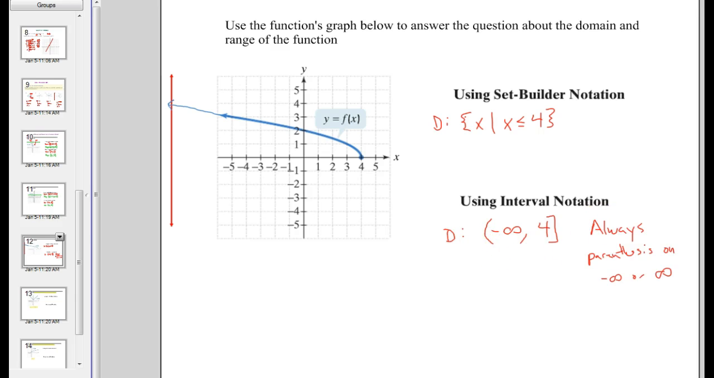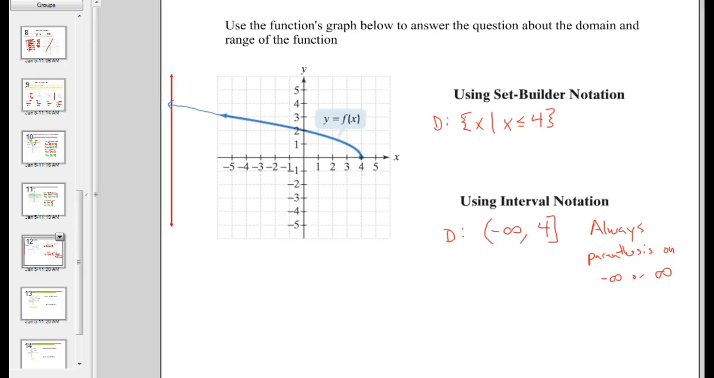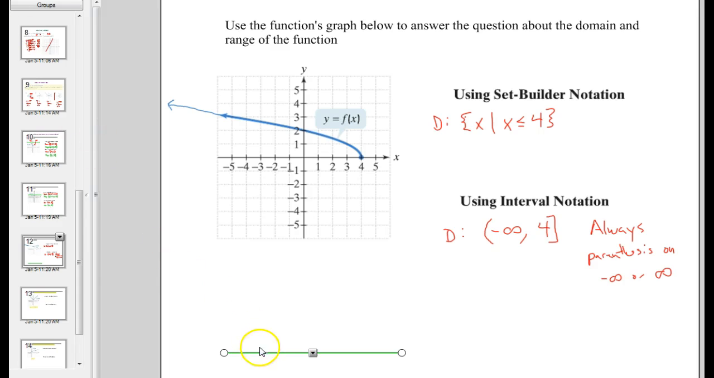Alright, moving to the range. So once again, we're going to take our vertical line here and we're going to rotate it 90 degrees, make it horizontal. And we're going to pan it from bottom to top rather than left to right. So again, where do we start hitting the graph? We start hitting the graph when y, not x, when y is 0.